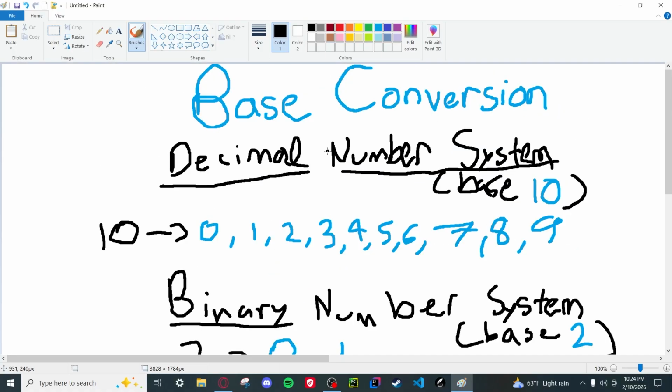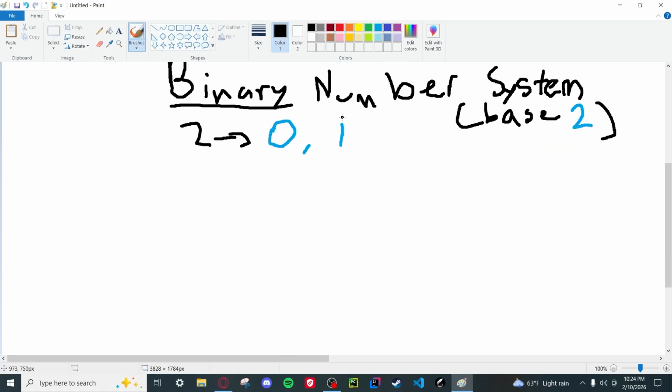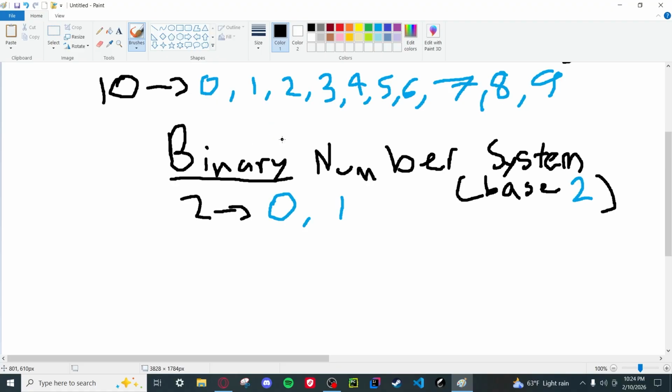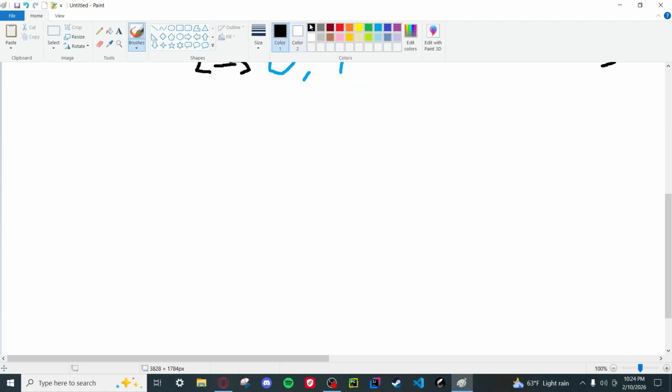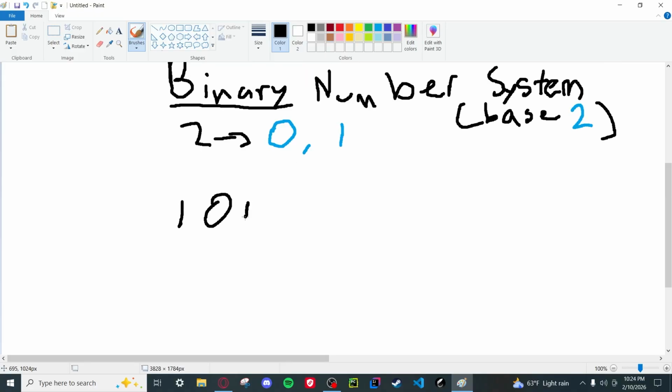One thing I want to point out: if you're writing a binary number, the way you'll know the number is in binary is that it'll have numbers, but it'll also have a subscript 2 here.